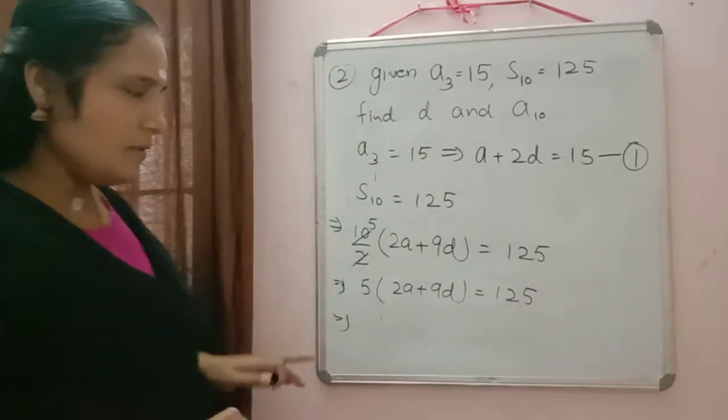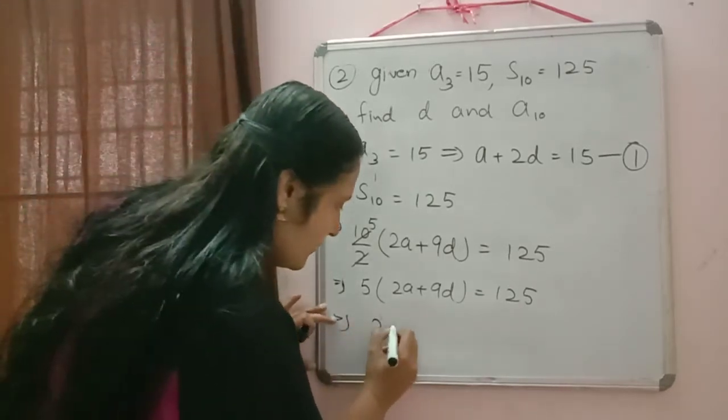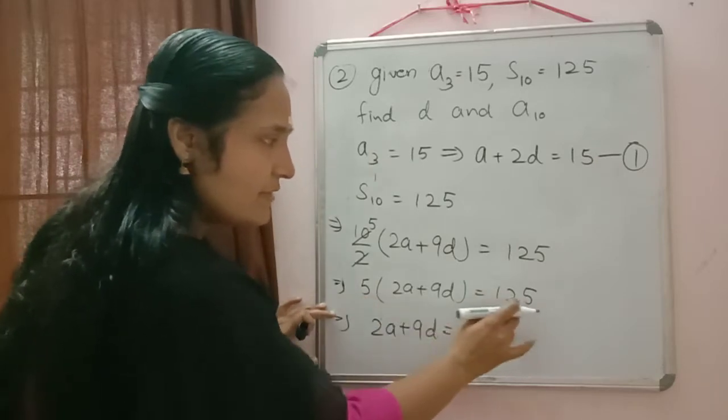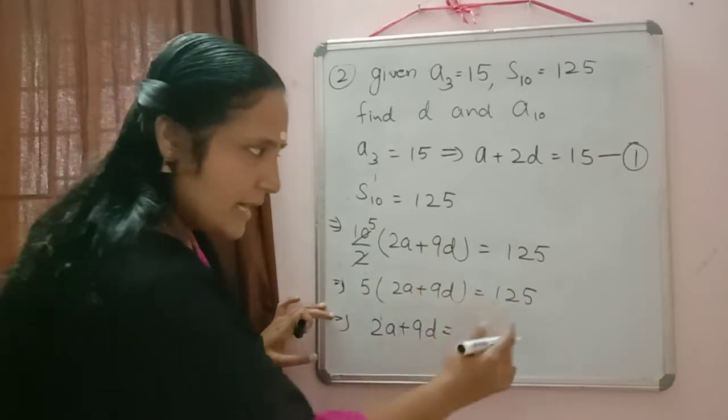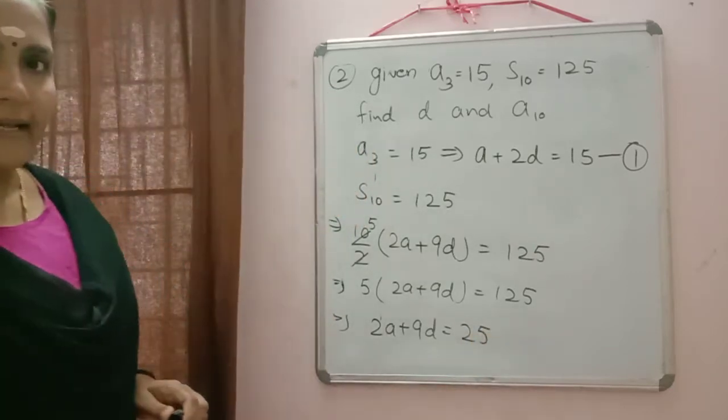Now what can we do? We can shift this 5 to the right hand side. So it will be 2A plus 9D is equal to 125 divided by 5. So I am writing the answer. After the division we will have 2A plus 9D equal to 25.